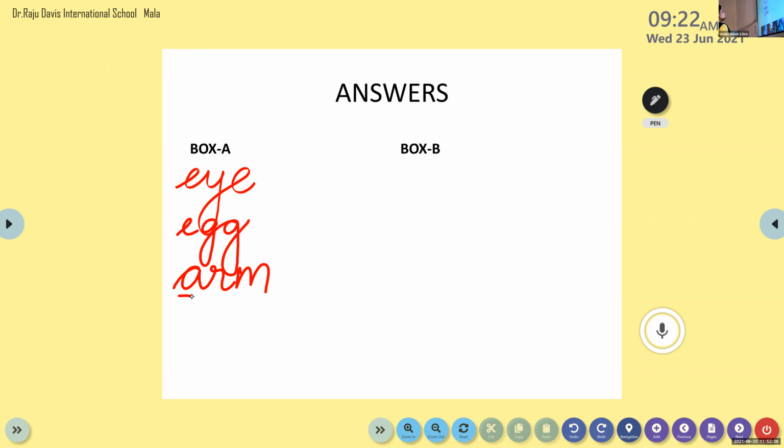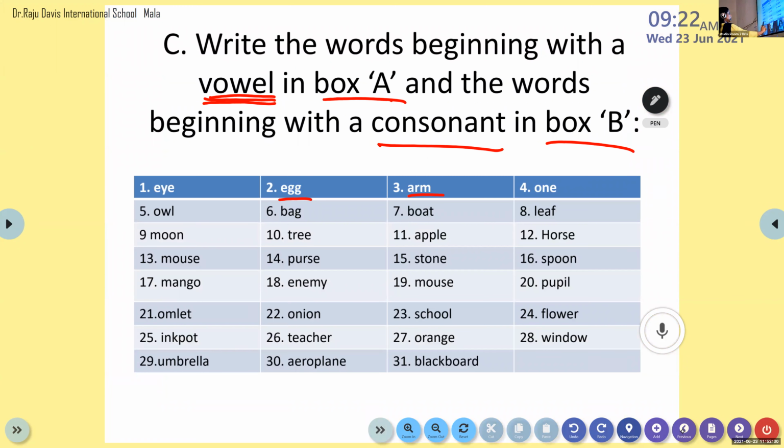Okay, now let's move on to the next word. Are you all ready? Suresh? Come on, we'll move on to the fourth word, Suresh. Unmute it, please. O-N-E, one. Yes, O-N-E, one. In which box do we have to write it, Suresh? A. Very good, very good.